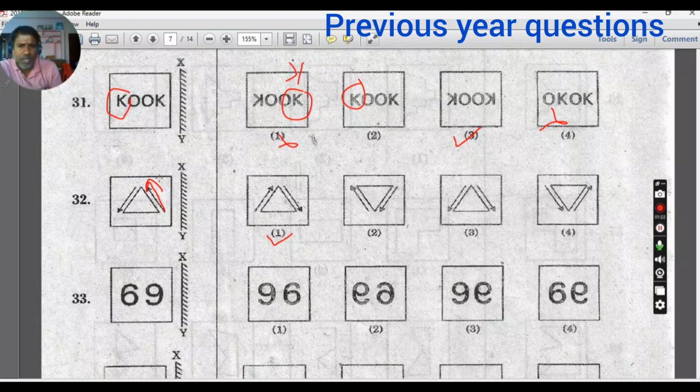You see, this triangle is reversed. In mirror image, top will be top, bottom will be bottom. So that is the reason this is wrong. This triangle is okay. Now you see nearest to the mirror is up, but here the nearest arrow is down. This is wrong. Now this triangle is reversed, this is also wrong. So the answer is A.